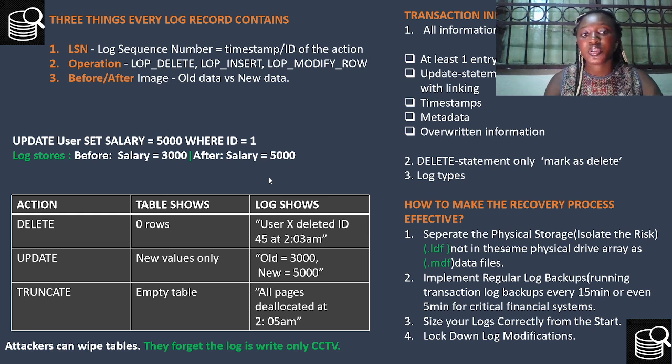We have the log sequence number. This one is very essential and very important when it comes to the chain of custody. The chain of custody shows the ID and the time span and the ID for that particular action.